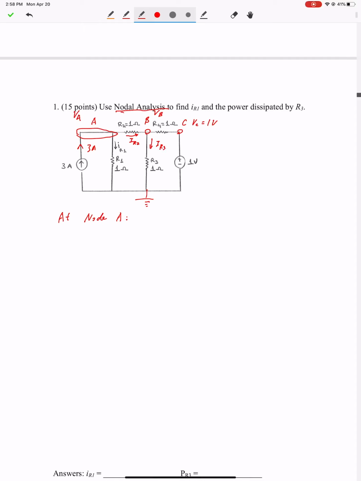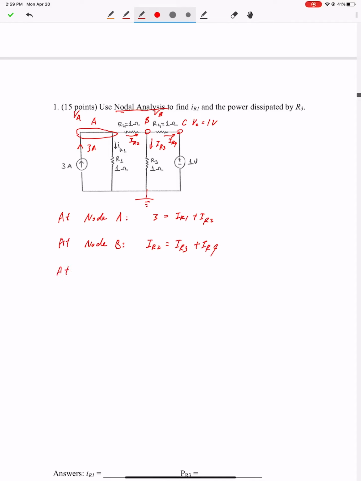IR4 you can say is flowing from B to C, or you can say IR4 is flowing from C to B. It doesn't matter. What matters is the KCL equation. At node A, the entering current is 3 amp, and the leaving currents are IR1 and IR2. And at the second node, node B, the entering current is IR2, leaving currents are IR3 and IR4.